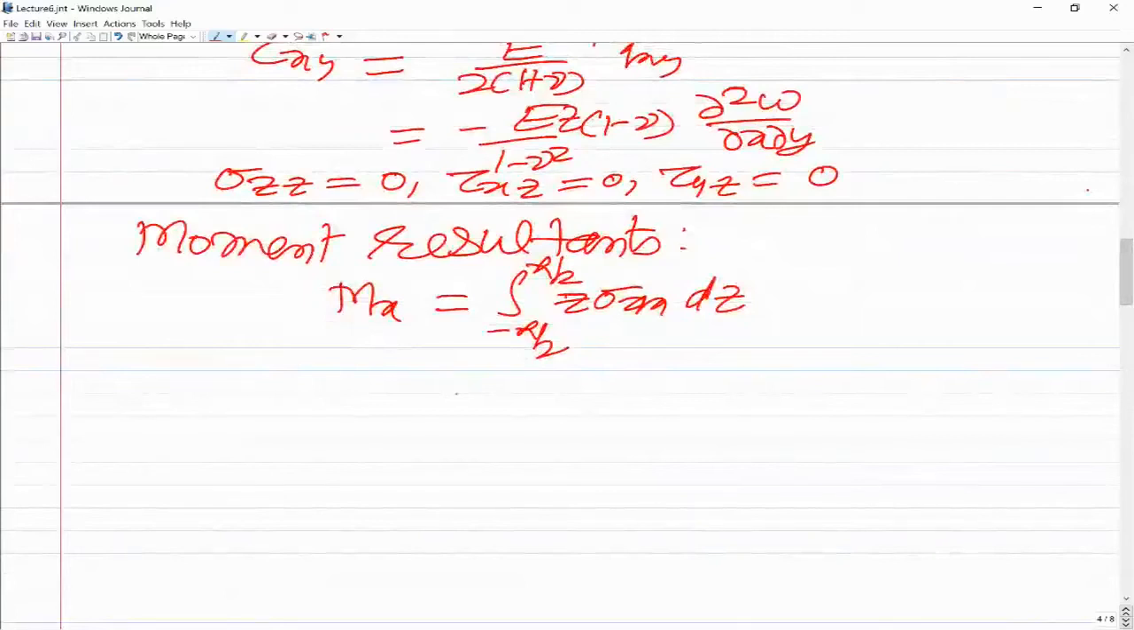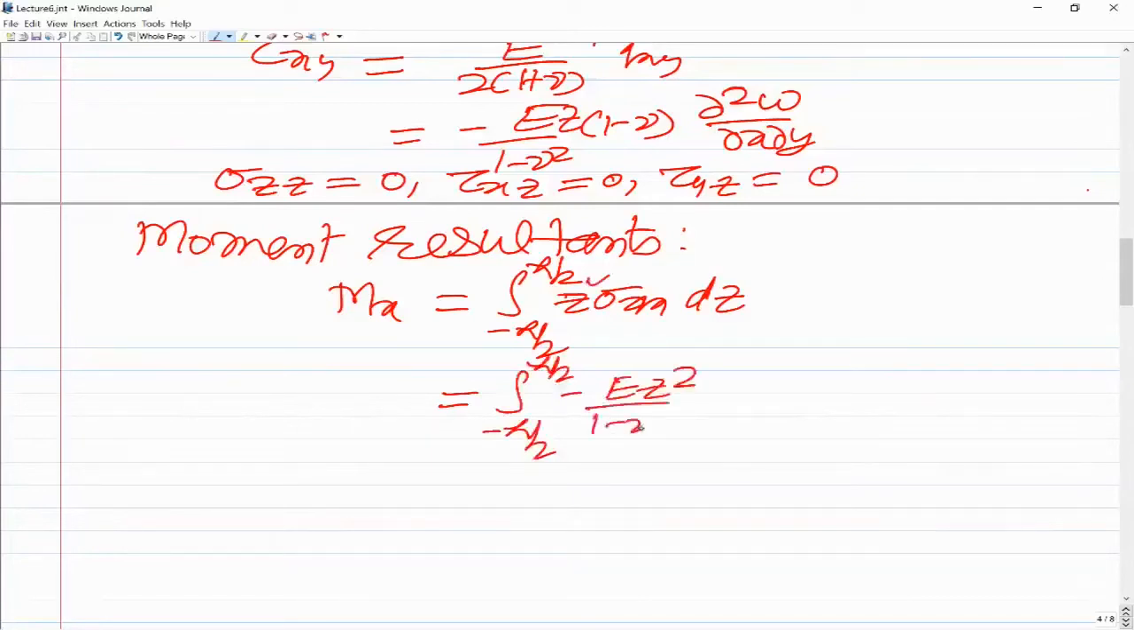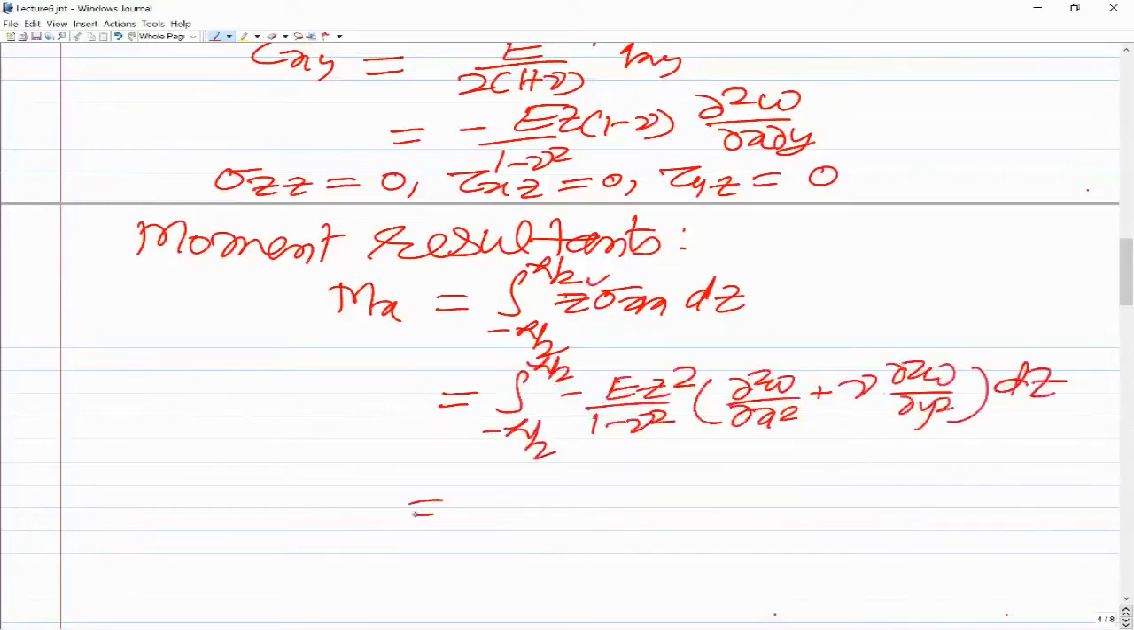And if you put the expression for sigma xx in this, you can write it as the integral from minus h by 2 to plus h by 2, where sigma xx is minus Ez upon 1 minus nu square, so with the z already here, we can write that as minus Ez square upon 1 minus nu square into del 2 w by del x square plus nu times del 2 w by del y square, into dz. Now del 2w by del x square and del 2w by del y square are only functions of x and y, so we can carry out the integration through the thickness.